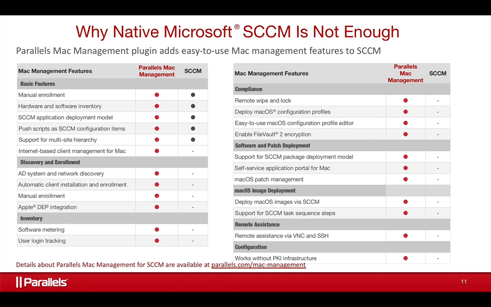Hardware and software inventory, now that's good, right? We need to know what's on the device. And then deployment model for applications only, no packaging, only applications, and then being able to push scripts as configuration items. So, well, that's good. Bash, Python, Ruby, that type of thing, whatever can run on a Mac. And then support for multi-site hierarchy, primary, secondary site. So it does scale. You just have a lot of manual things you need to do.